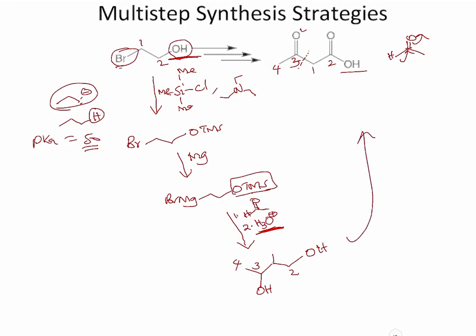Once we do oxidation, we end up with 1, 2, 3. Carbon number 2 is going to be oxidized to carboxylic acid because it is primary alcohol. Then carbon number 3 is going to be oxidized to a ketone, which is similar to the product we have here.